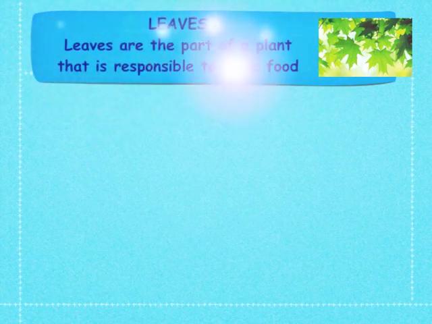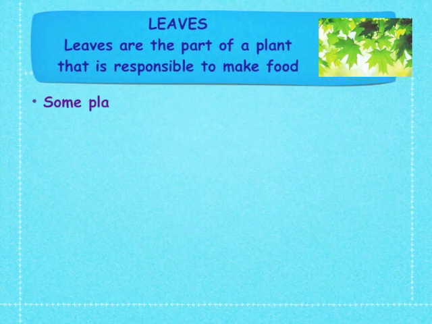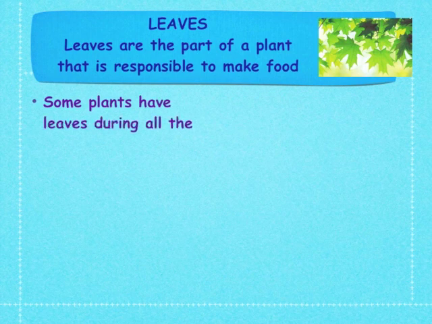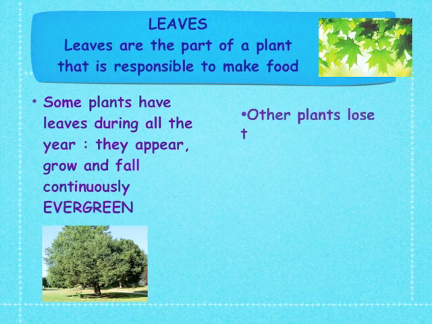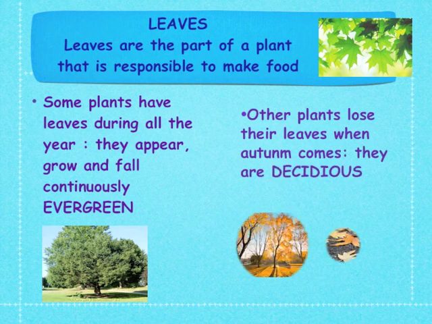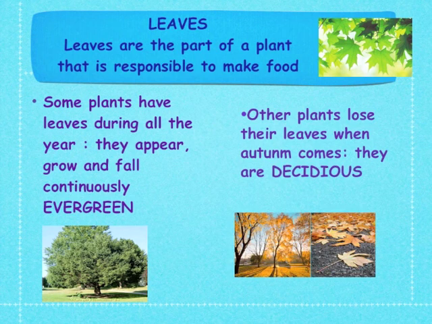Leaves. Leaves are the part of the plant that is responsible to make food. Some plants have leaves during all the year. They appear, grow, and fall continuously. Evergreen. Other plants lose their leaves when autumn comes. They are deciduous.